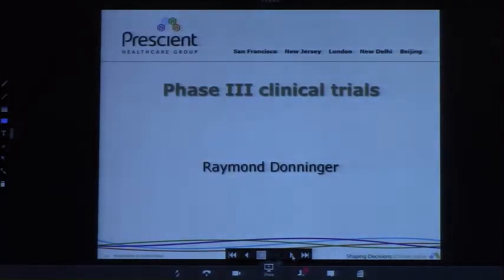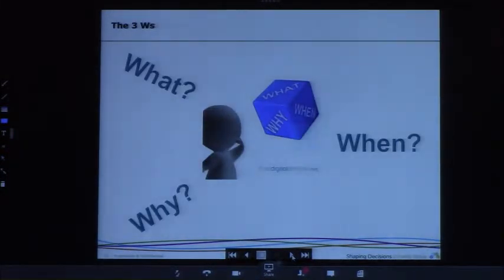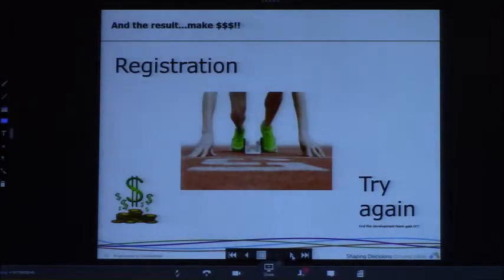Okay, so we'll rapidly move into phase 3. Same disclaimers as for the phase 2 presentation. And apologies, some of these slides you will have seen in the previous one, but they were 2 separate decks that are now one. So sorry, I didn't have time to rationalize it as much. So we'll look at the what and the why and the when again, and then the result here is hopefully to make lots and lots of money.